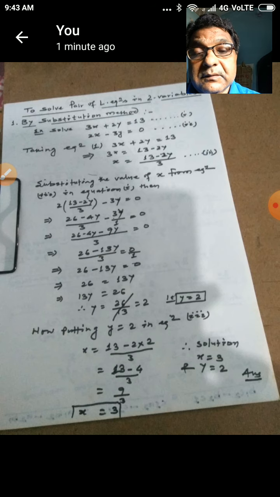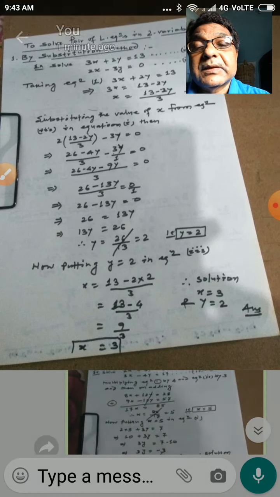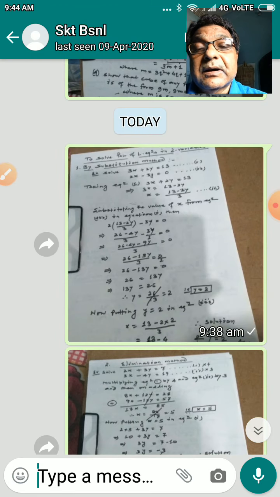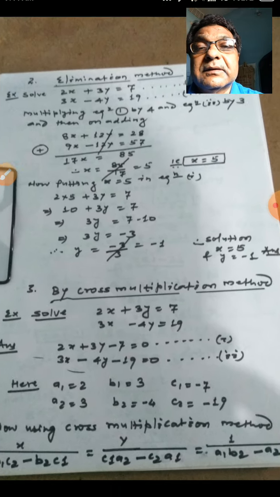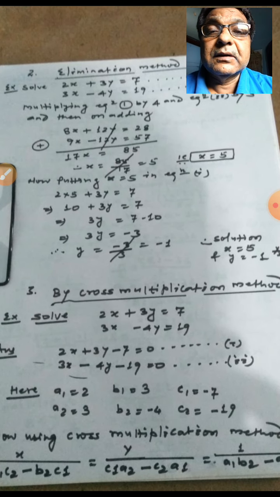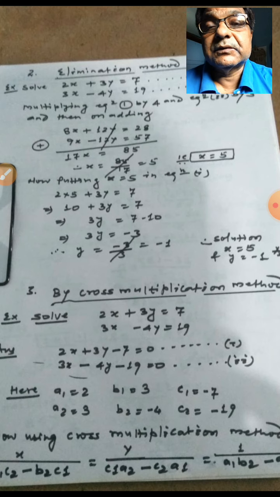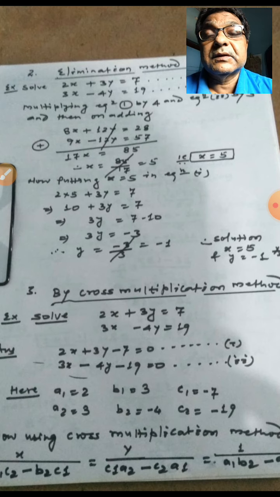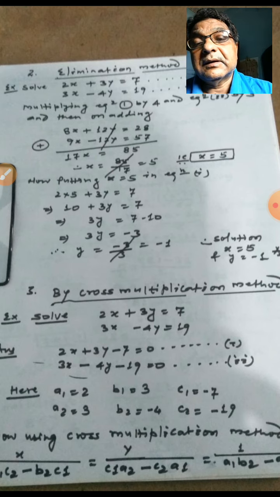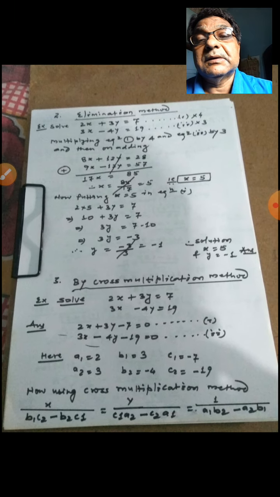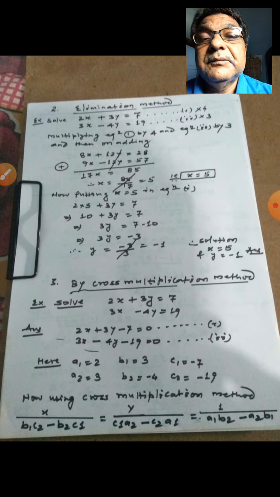Now let us see the other algebraic method, which is called the elimination method. In the substitution method, why is the name substitution given? It is quite clear: since we substitute the value of one variable in the other equation, that method is called the substitution method. Another algebraic method to solve simultaneous equations is the elimination method.